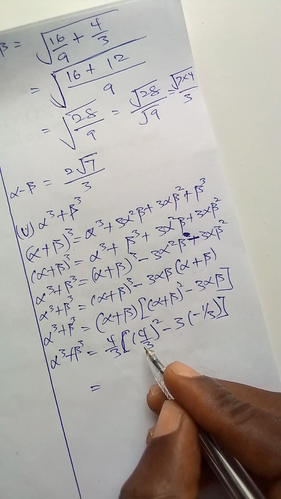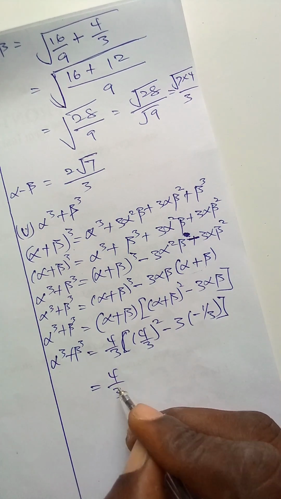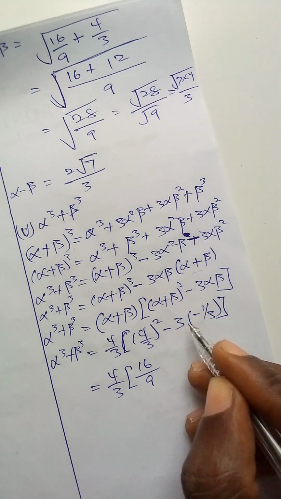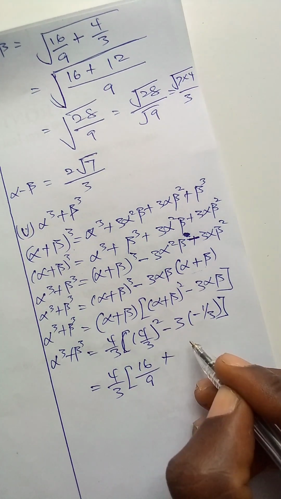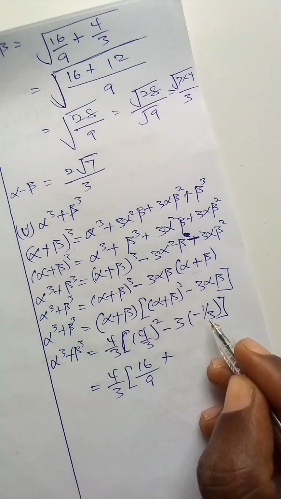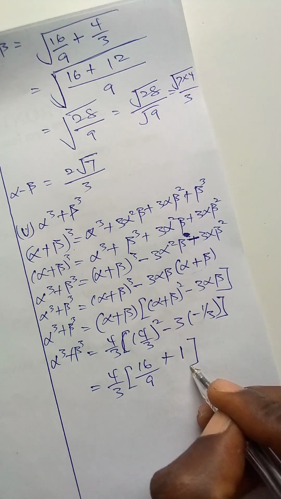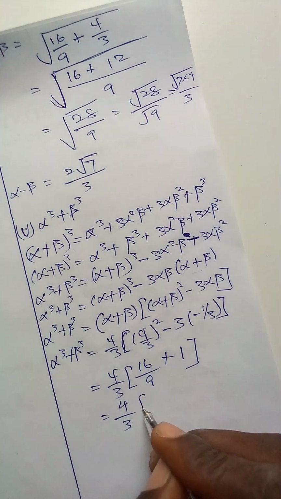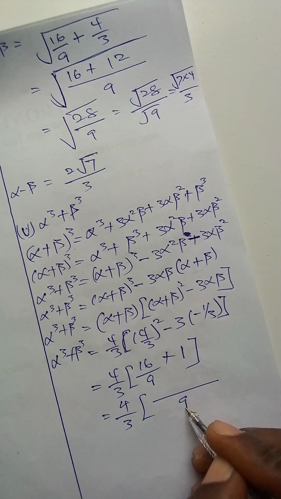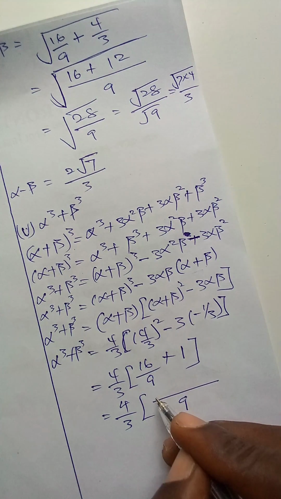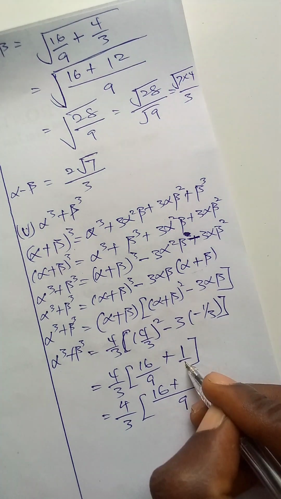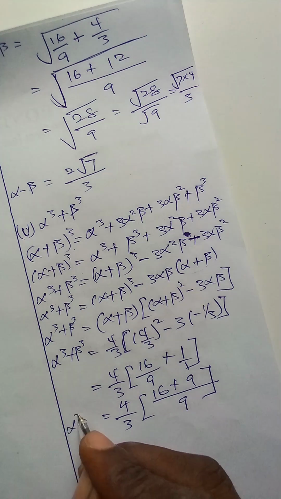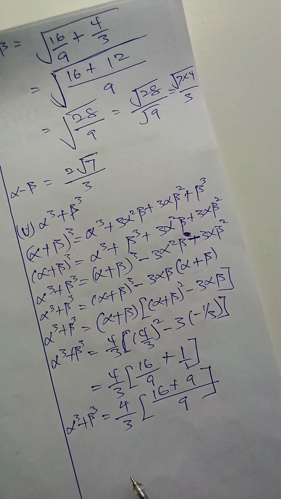So 4 squared is 16. Let's put this one down. It's 16. 3 squared is 9. Minus times minus is plus. Now 3 divided by 3 is 1. We'll have this. We also need to simplify further. The LCM is 9. 9 divided by 9 is 1 times 16 is 16. 9 divided by 1 is 9 times 9 is 9. That is our alpha cube plus beta cube.